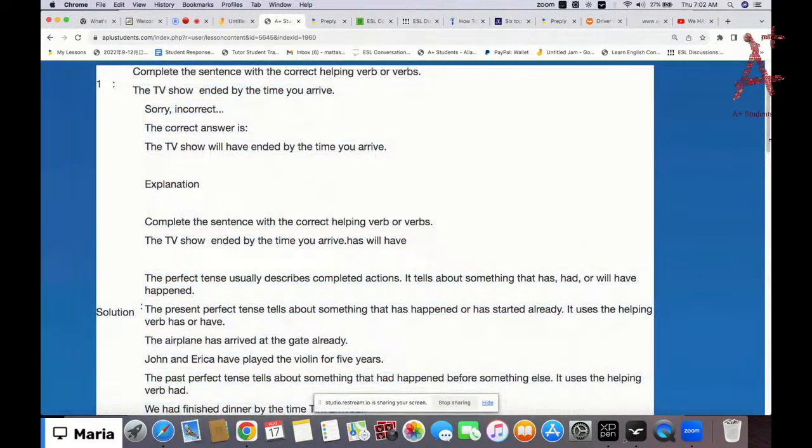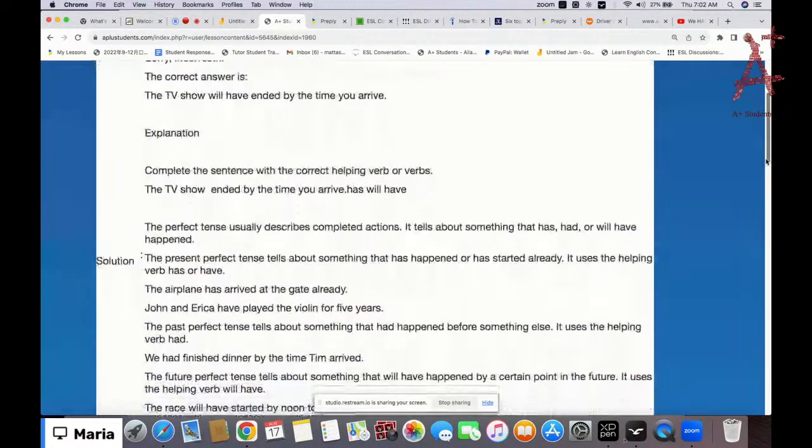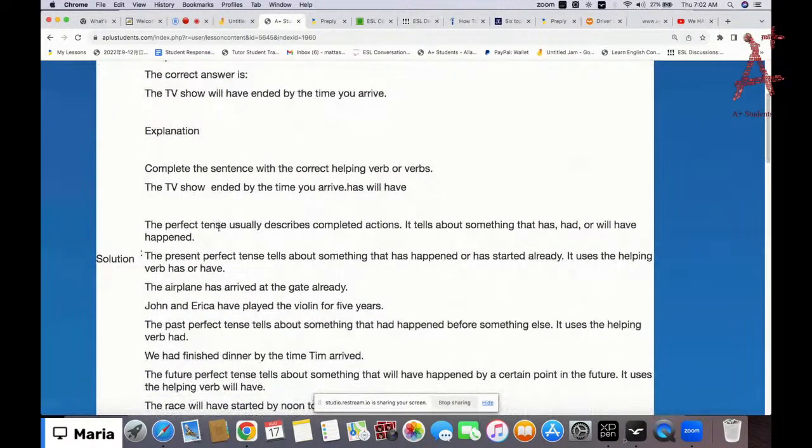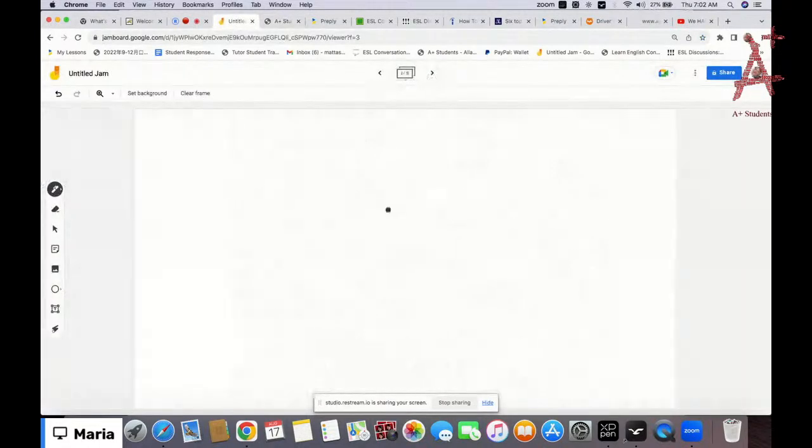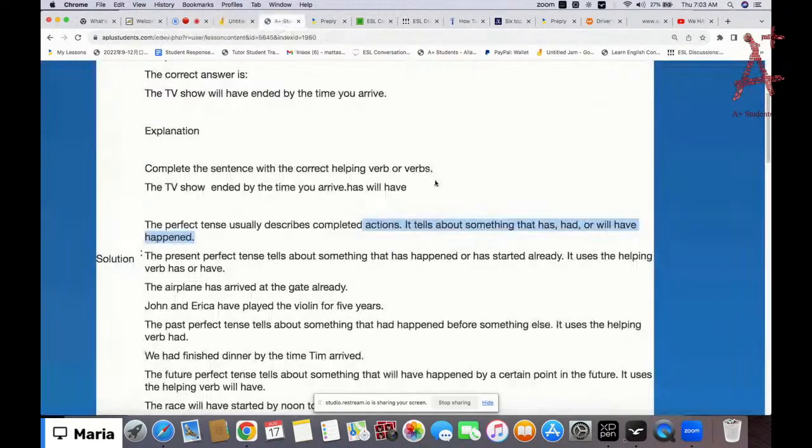Okay, so the perfect tense usually describes completed actions. Okay, so you need to take note that the perfect tense usually describes completed actions. That is the first thing that you need to notice. Okay, and then it tells about something that has, had, or will happen.